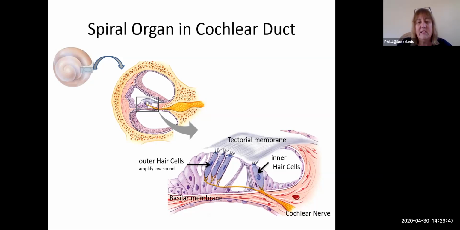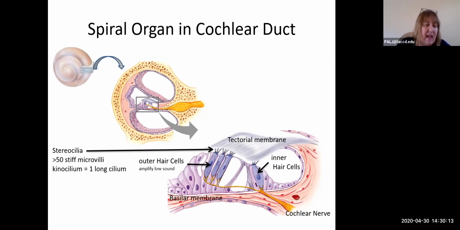The last thing on this picture is if you look at the basilar aspect of each of the hair cells, you will notice there's dendrites going to the cochlear nerve. So the cochlear nerve is the nerve that gives the sensory input from the entire cochlear duct.